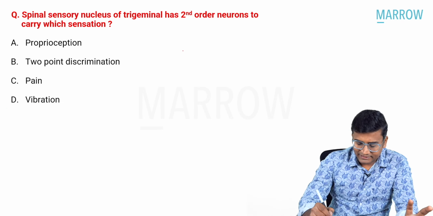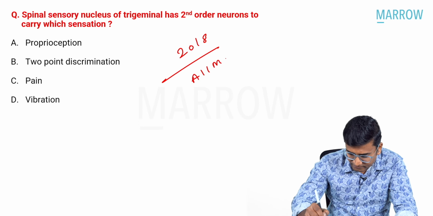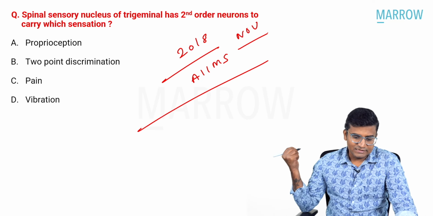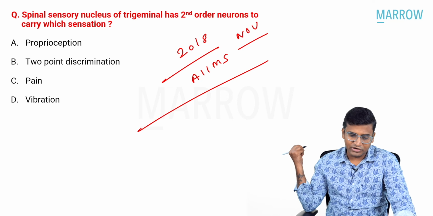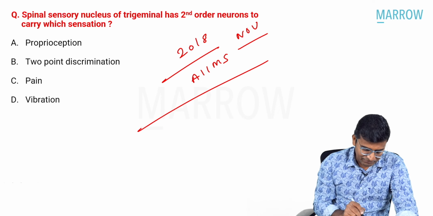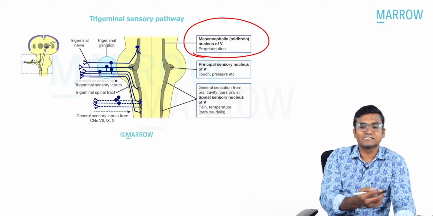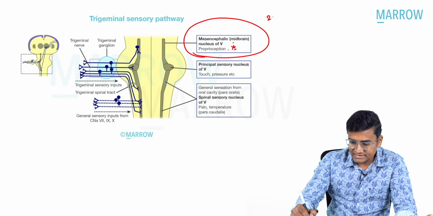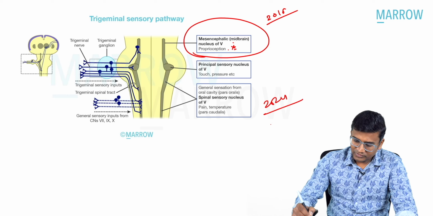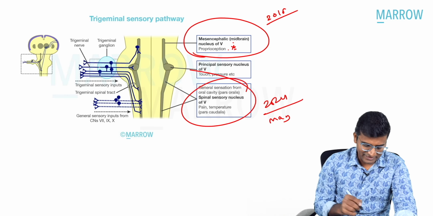If my memory is correct, they gave this question in 2018 November AIIMS exam. The spinal nucleus of trigeminal has second order neuron to carry which type of sensation? In 2018 November AIIMS exam, the question was about the mesencephalic nucleus of trigeminal carrying proprioception. That is a question we got in 2018 November, and in 2024 May AIIMS exam, the question is about the spinal nucleus of trigeminal. Okay, right.